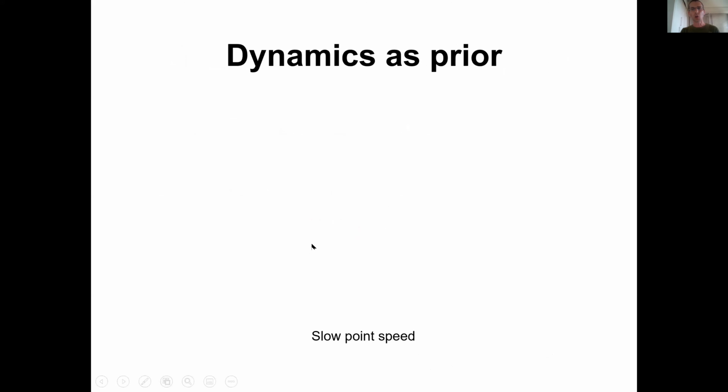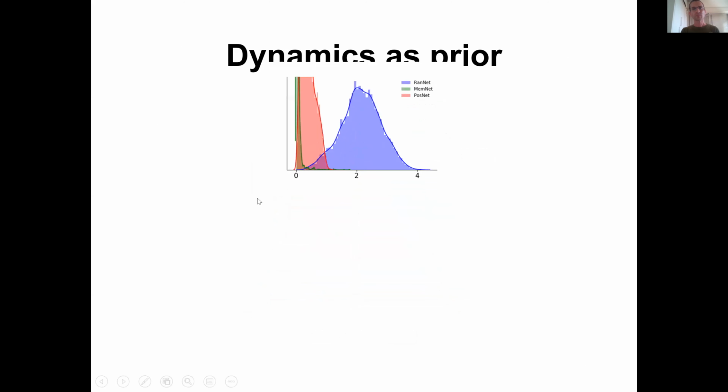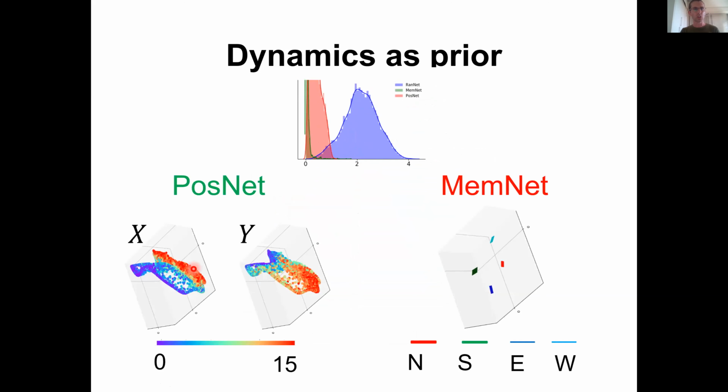So when we look at these slow points in a random network, we get large numbers. This is the distribution, whereas the trained networks, pre-trained for position or memory, have much lower values, so they seem to really have slow points, and slower ones for the memory network. And now we look at the topology of them, and we see that the position network created a 2D manifold of slow points, whereas the memory network created 4 distinct fixed points or semi-fixed points for the memory.